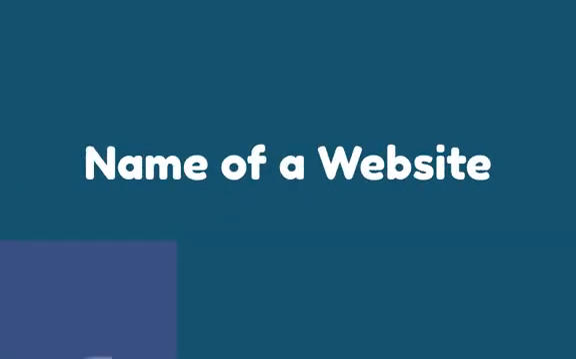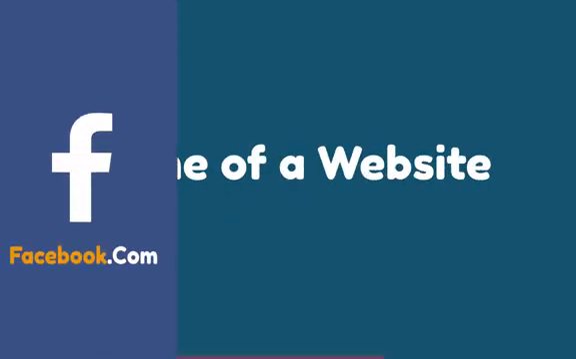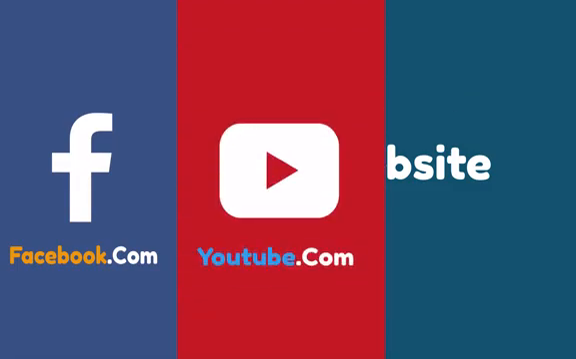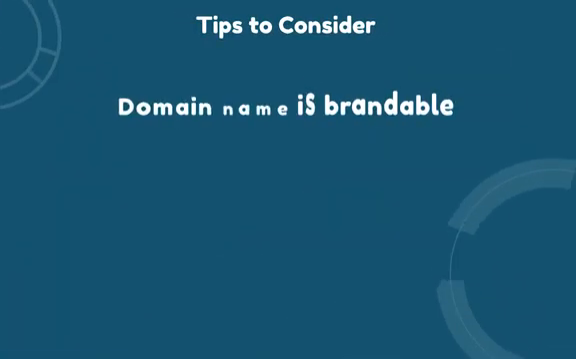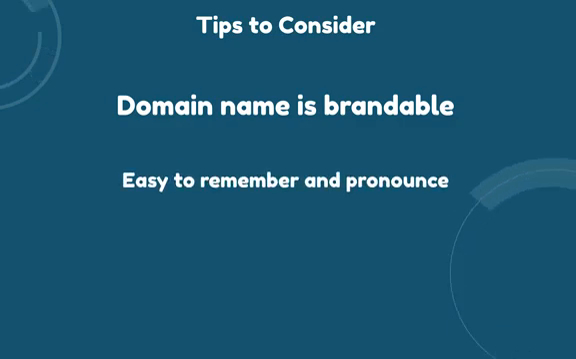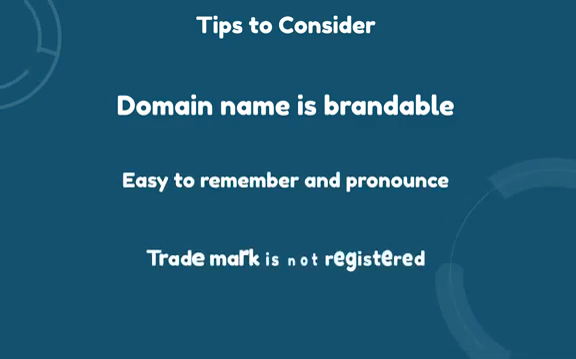Number one, the domain name, which is basically the name of a website. For example, Facebook's domain name is facebook.com, YouTube's is youtube.com, and similarly Google's is google.com. So firstly, you'll need to think of a domain name for your website. Here's a few tips to consider. Make sure the domain name is brandable. Make sure it's easy to remember and pronounce. And most importantly, make sure the trademark has not been registered by anyone else.